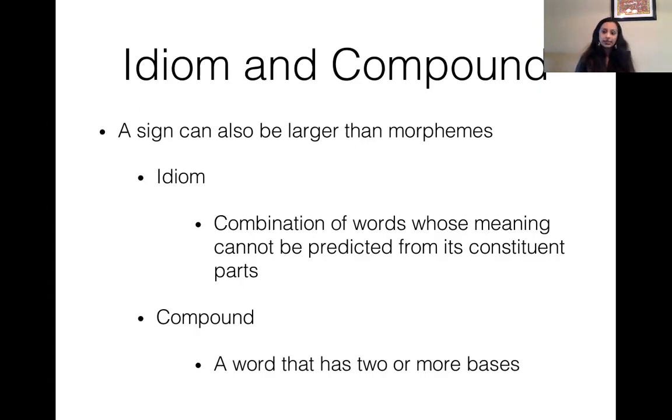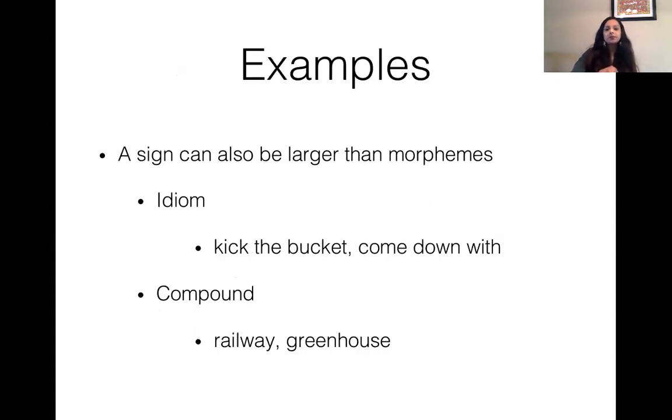And a compound is a word that has two or more bases. We looked at compounds in great detail in 315. Words like steam engine, blackbird, and blueberry are compounds composed of more than one morpheme. Here are some examples: kick the bucket, come down with, and compounds like railway and greenhouse. We also talked in 315 about how you can discern a compound from just a combination of words, because compounding has a different stress pattern.